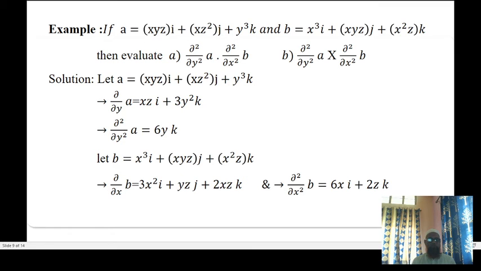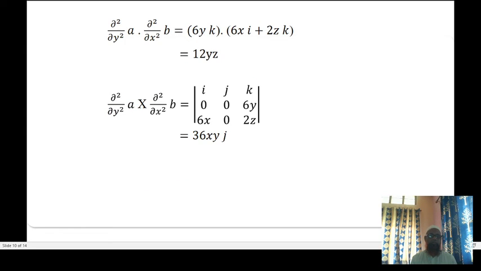Let b equal to x³ i plus xyz j plus x²z k. ∂/∂x of b equals 3x² i plus yz j plus 2xz k. Then differentiating again partially with respect to x, ∂²/∂x² of b equals 6x i plus 2z k.